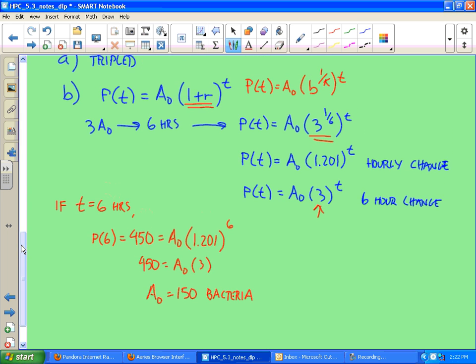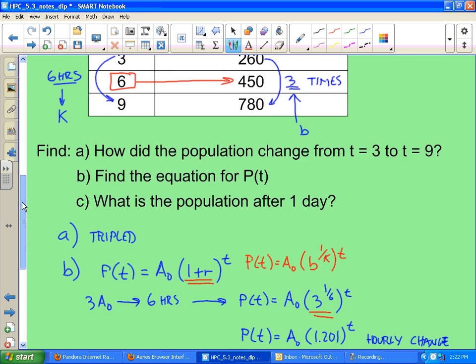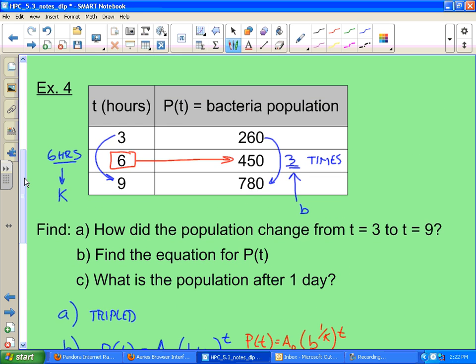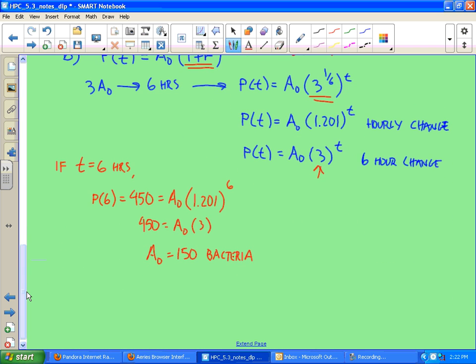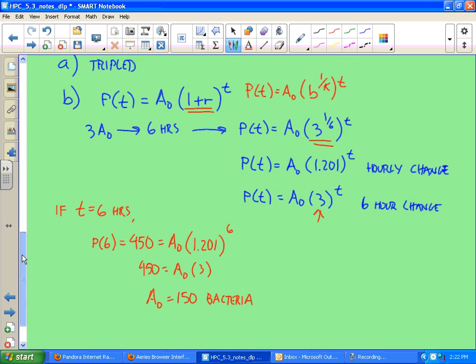Now again, had I used another point, like I think last period we used the 3 and the 260 number, in that problem you ended up with like 150.24 bacteria. Well, we can't have 25% of a bacterium, so we rounded it down to the nearest whole number, which would have been the 150. So you're going to get a slight difference in your answer depending on which of those points you choose to use.